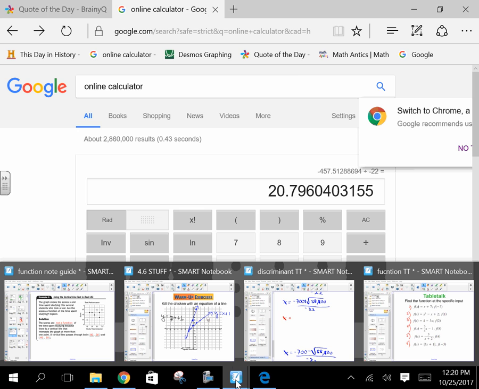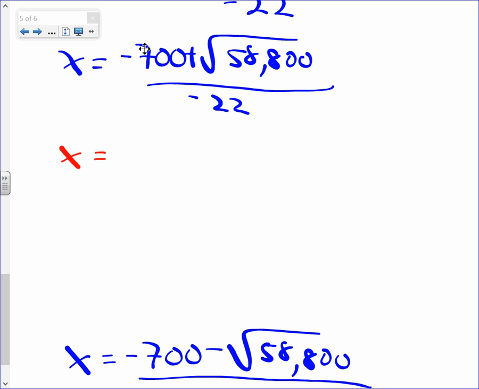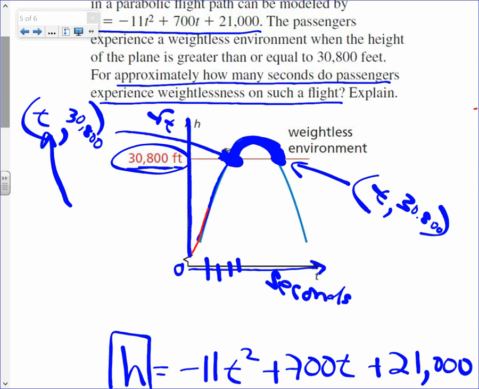So that plane will reach 38,800 feet at 20.8 seconds. Does it matter if it says like 20.8 or it won't make sense? Well, look at it. Let's go back up. So when that jet starts going up, it reaches this point at 20.8 seconds.